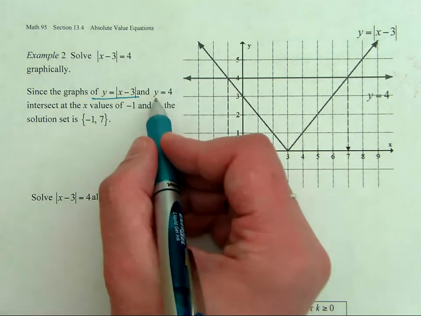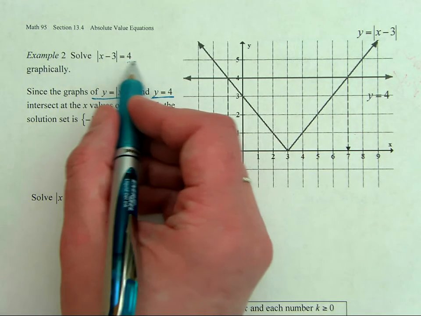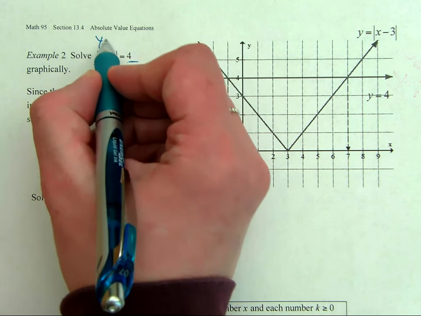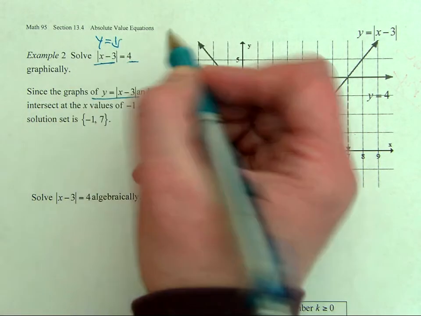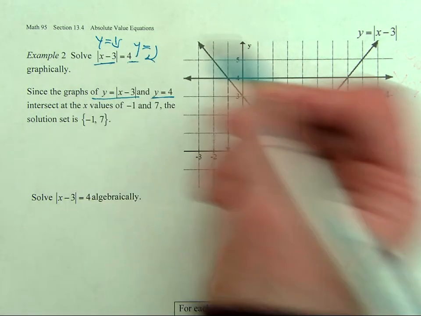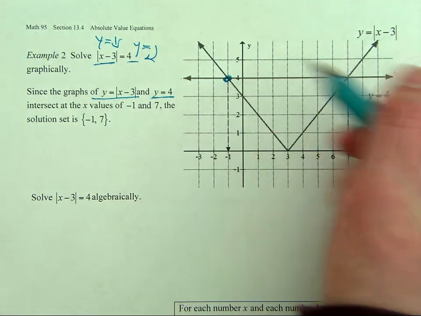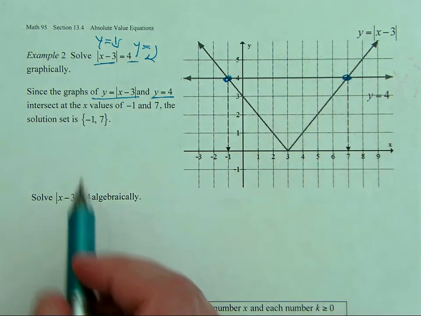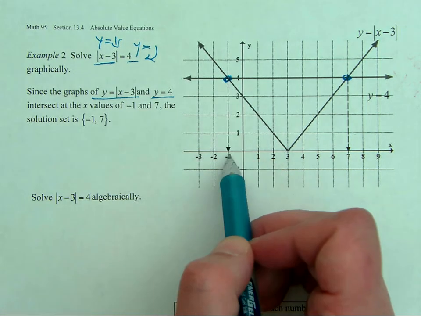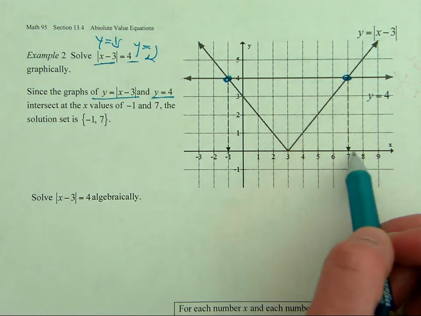Then the second one, we set up y equals 4 because that's the second side of the equation. So we have y equals the first side, and then y equals the second side. So we're setting up two different equations. We're graphing them. We're finding the points of intersection. And then you can see that they cross at -1 and 7.